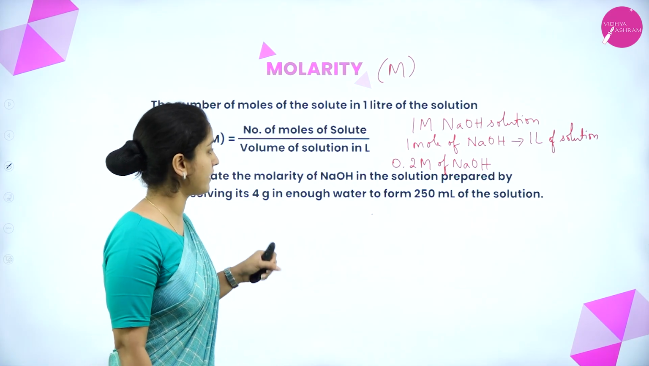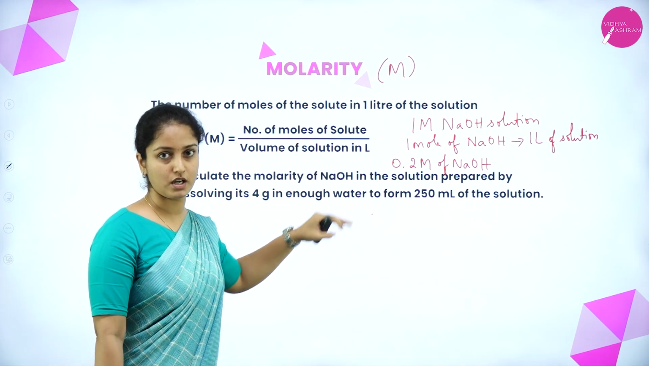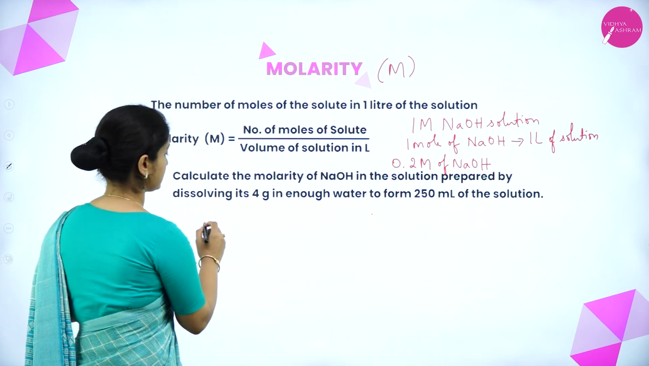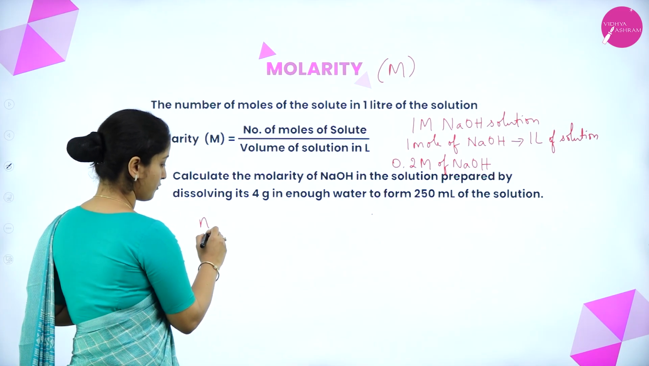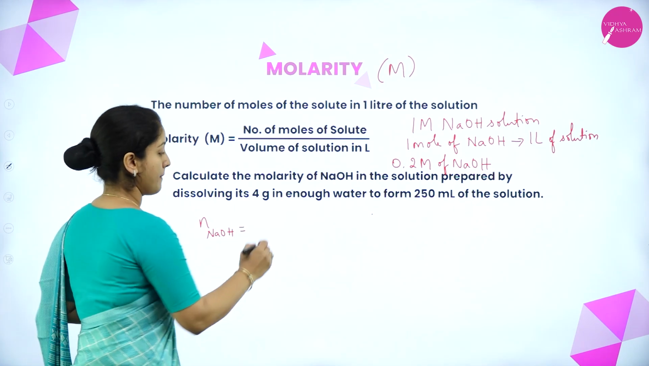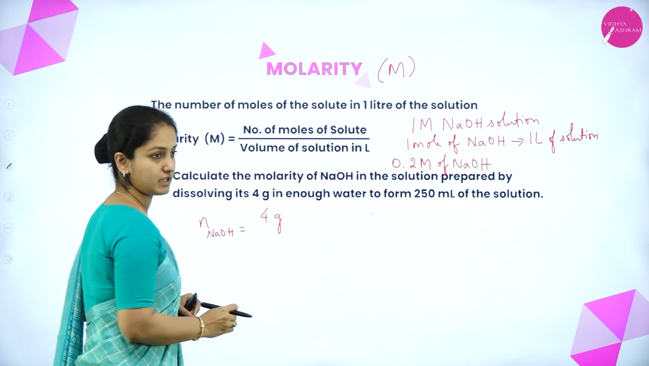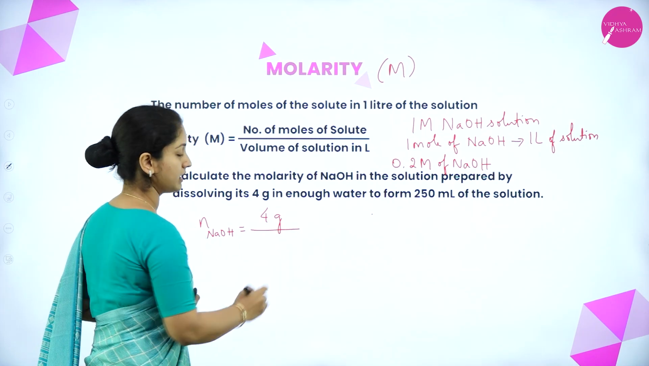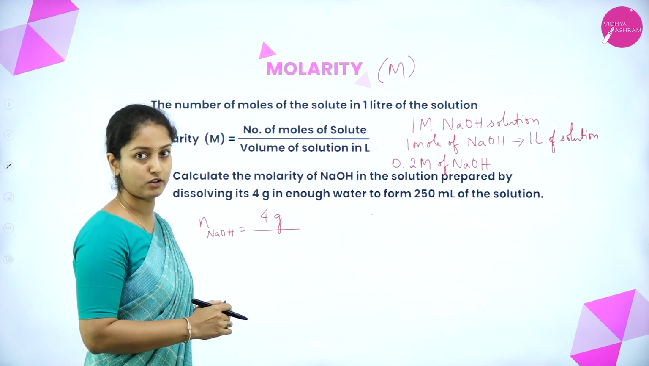Now the first thing to find is the number of moles. How to find the number of moles? Number of moles of sodium hydroxide is equal to the mass that is present in the solution divided by the molar mass of sodium hydroxide.